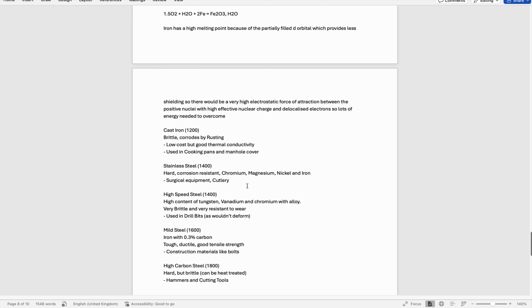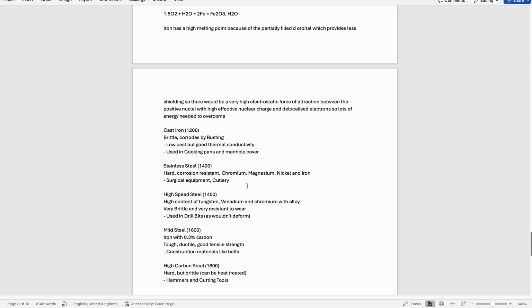It is used in surgical equipment and cutlery because it is quite hard and corrosion resistant, and you can sterilize it with gamma rays without really altering it or reacting with it too much. And there's also high speed steel, which is iron plus tungsten and vanadium. It is very brittle but very resistant to wear, and therefore is used in drill bits.